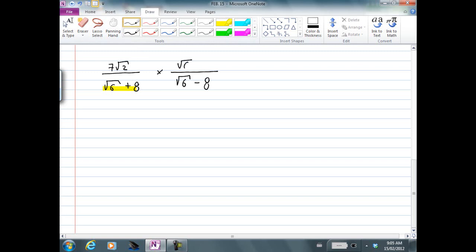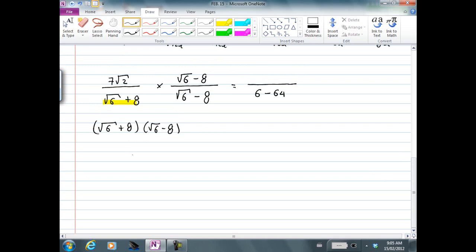Root 6 minus 8. Let's just work with the bottom. If you FOIL the bottom, you should get 6 minus 64. If my math is correct. Now, how did I get that? Well, that's easy. I went root 6 plus 8 times root 6 minus 8. If you FOIL this out, you get 6 minus 64. But let's worry about the top part right now.